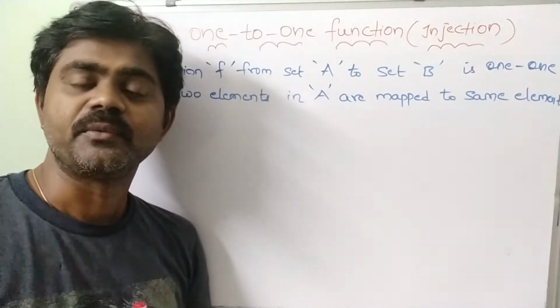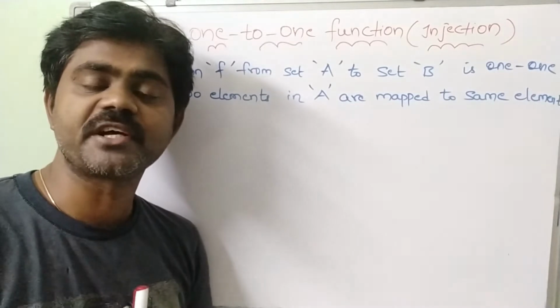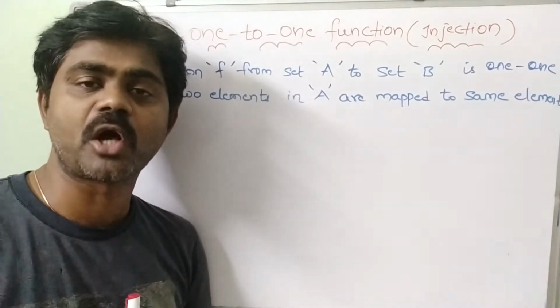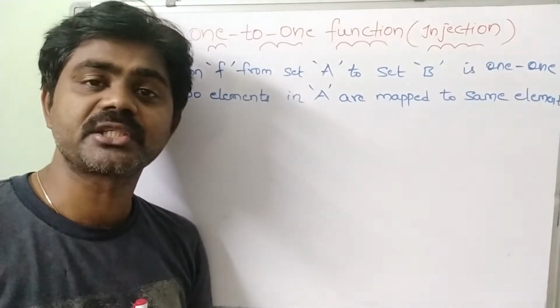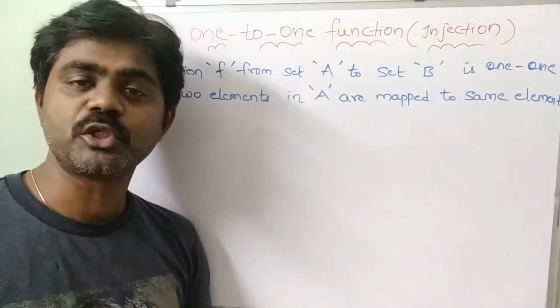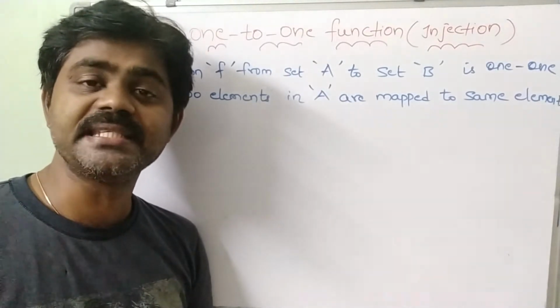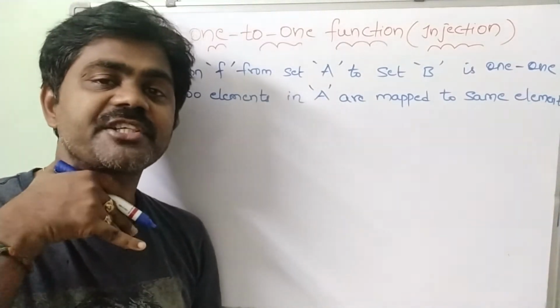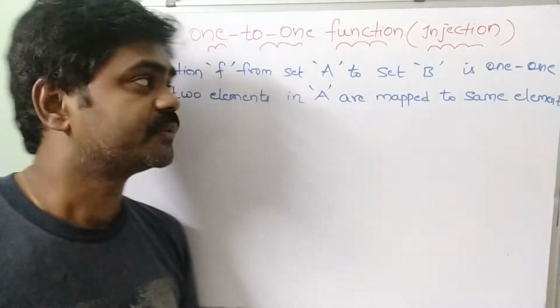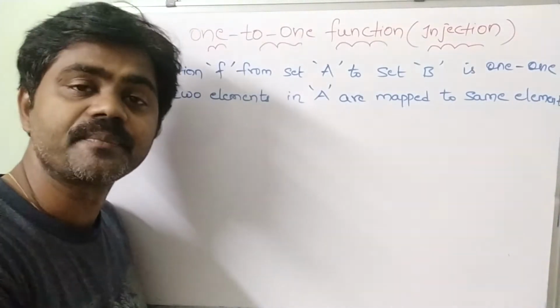So today we're going to discuss one-to-one function, onto function and one-one onto function. So injection, injective, surjective, bijective. So one-to-one function is also called injective function. Now we'll see what a function is, right? So what is one-to-one function?